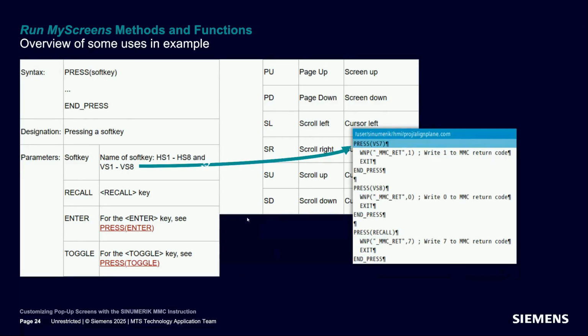You can see here in the actual snippet of code from our line plane function that when vertical soft key 7 is pushed, I'm calling a function. Here I'm writing to the global user defined parameter MMC return and writing a 1. If I hit accept, I'm writing a 0. If I hit recall, I'm writing a 7.